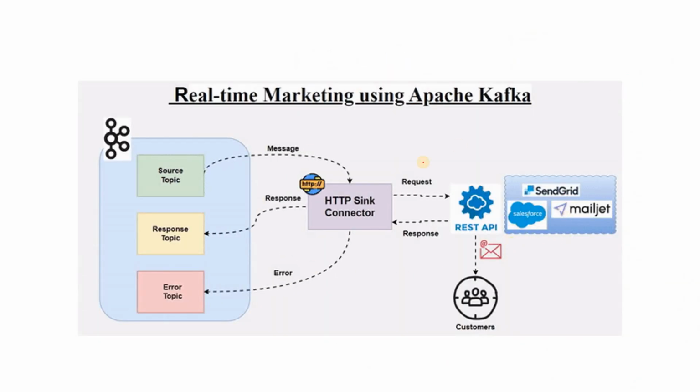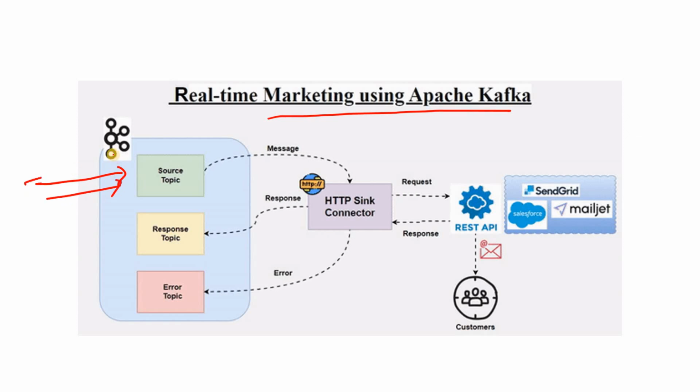So let's see this same thing in this kind of diagram. Real-time marketing using Apache Kafka, how it can be done. Here, suppose I have a source topic where all the customer transactions are coming in near real time in CBS. Maybe this is an on-prem system for our bank, where a Kafka cluster is available, within which, in a particular topic, all the transactional information is coming.